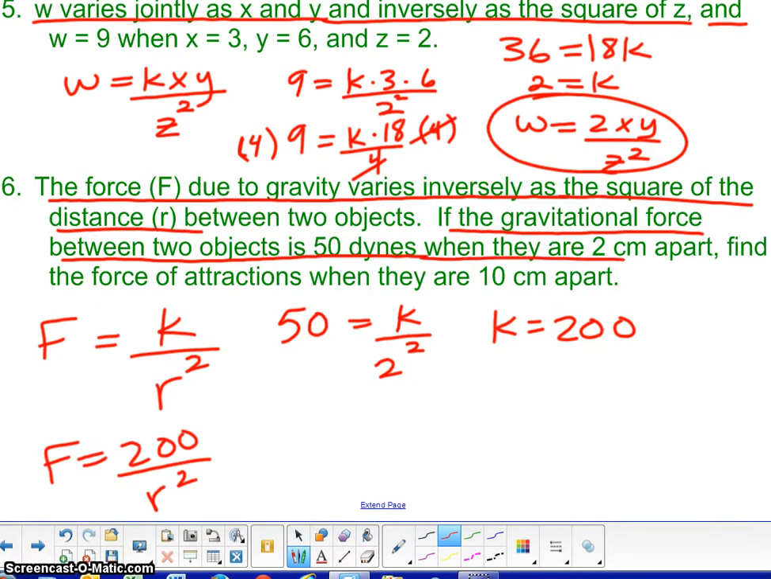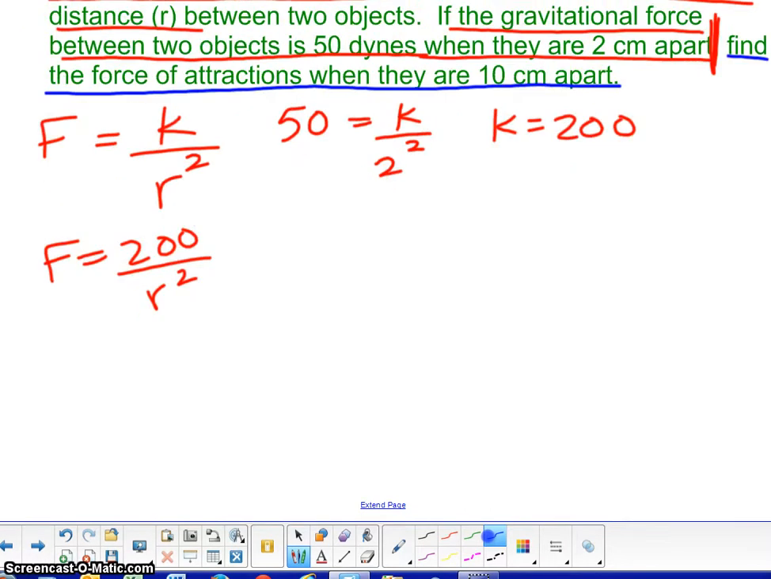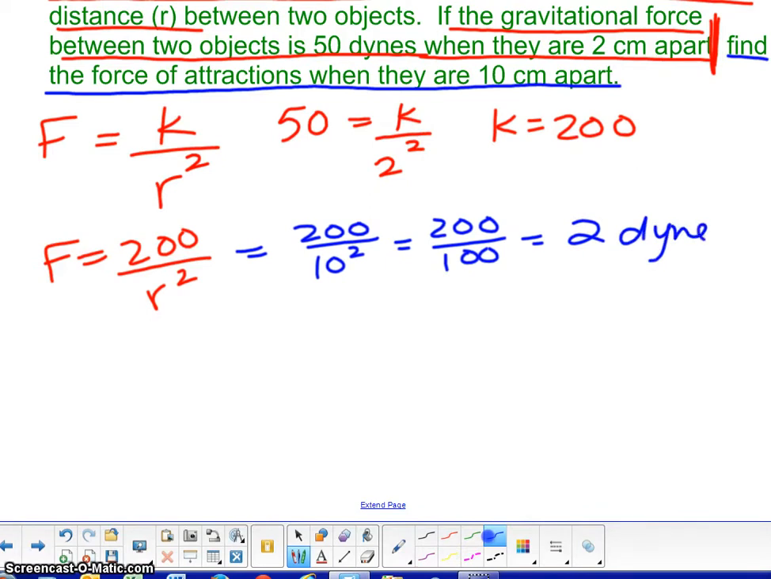So that takes everything up to that point right here. Now let's go on to the next part where we're making a prediction. Find the force of attraction when they are 10 centimeters apart. We know that r stands for the distance, so we're just going to plug 10 in for r. 200 over 100, and you end up with 2, and in this case, 2 dynes, because that is the label for that one. Okay, that concludes 8.7.